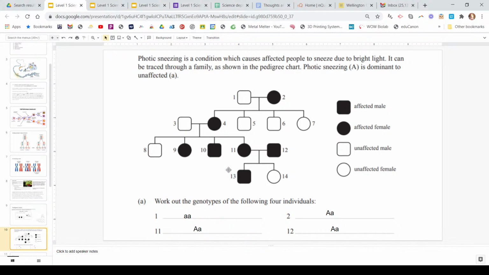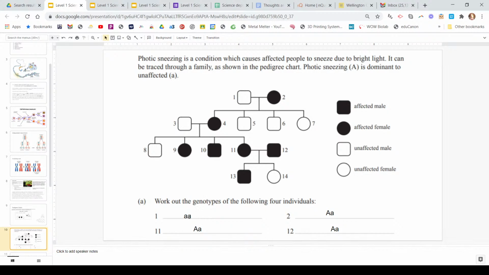Okay, so moving on to more pedigree charts, and so we're really just looking down through here, identifying the genotypes of the following 4 individuals. So number 1, this is now a different condition, just to highlight. This is called photic sneezing. We've got capital A is dominant, and that means that you might sneeze under particular lighting conditions, and the recessive characteristic means that you're unaffected.